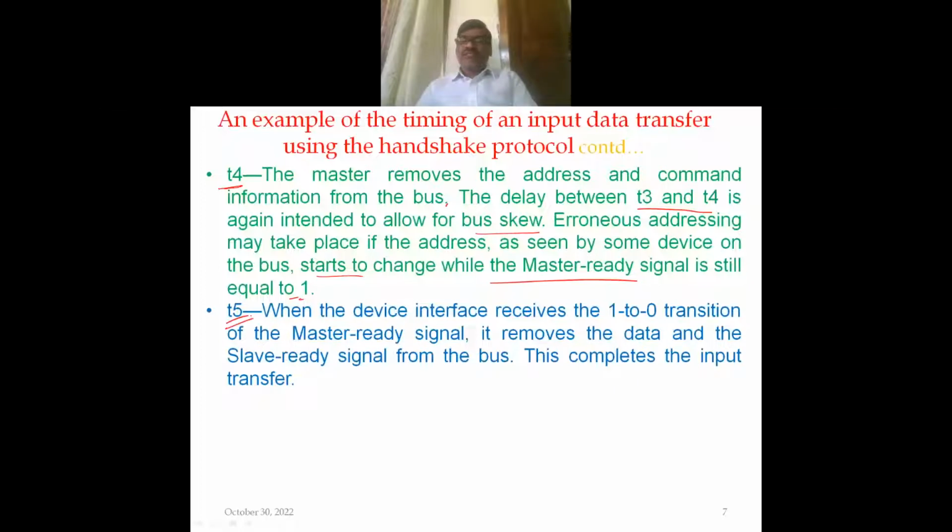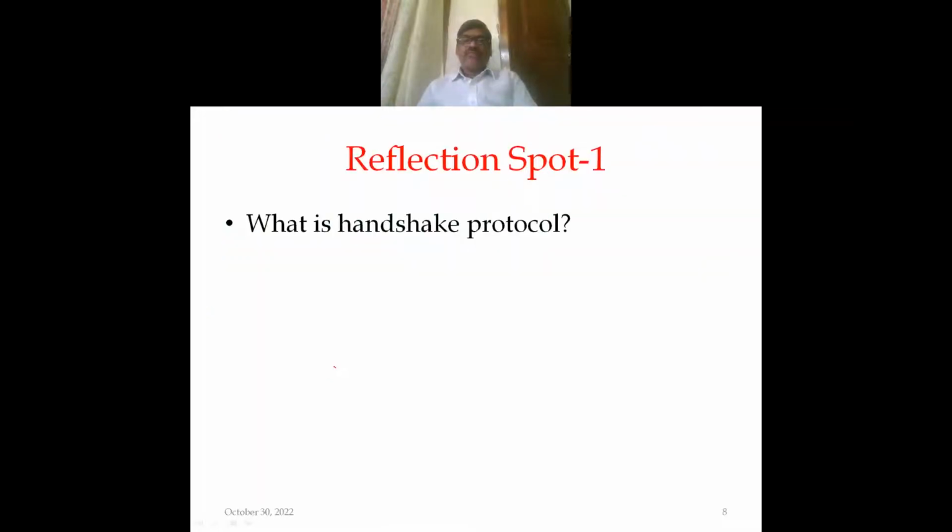So during time T5, when the device interface receives the 1 to 0 transition of the master ready signal, it removes the data and the slave ready signal from the bus. So this completes the input data transfer. Fine. So now reflections part 1.